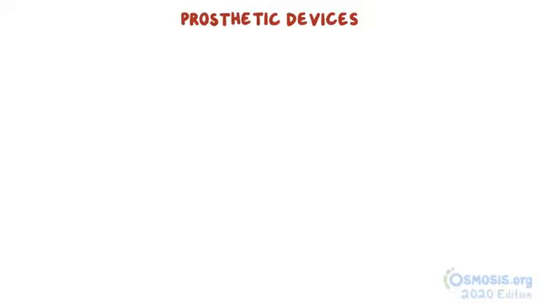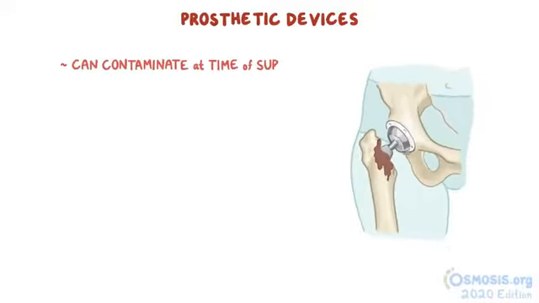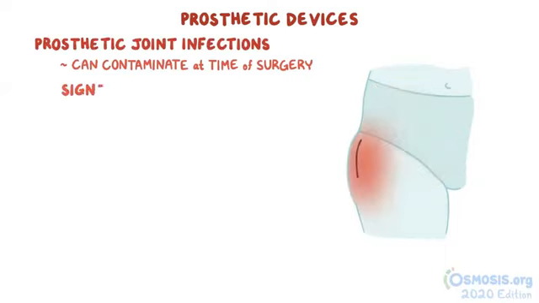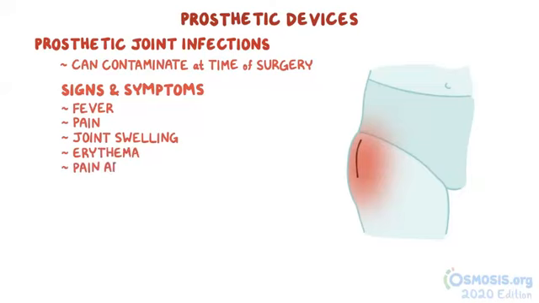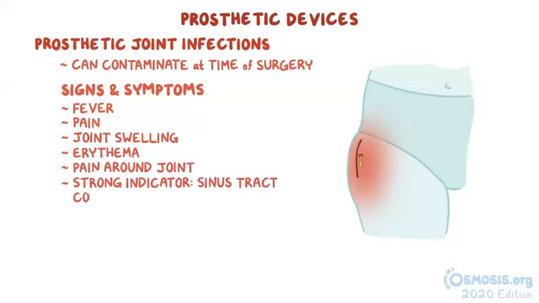Just like with the prosthetic valves, staph epidermidis can contaminate prosthetic joints at the time of surgery and cause prosthetic joint infections. Common signs and symptoms of prosthetic joint infections are typically nonspecific, and they include fever, pain, joint swelling, erythema, and warmth around the joint. A strong indicator of prosthetic joint infections is the presence of a sinus tract communicating with the prosthesis.